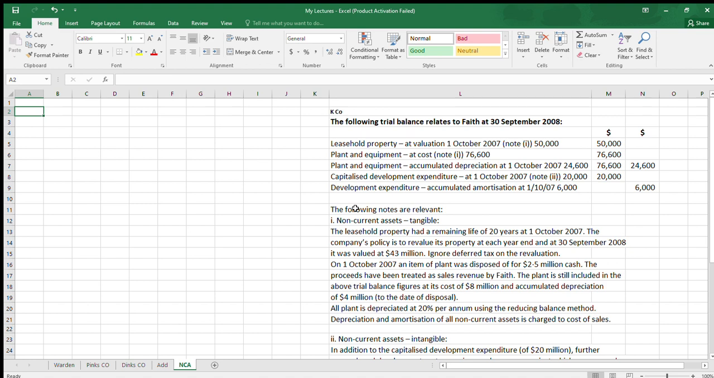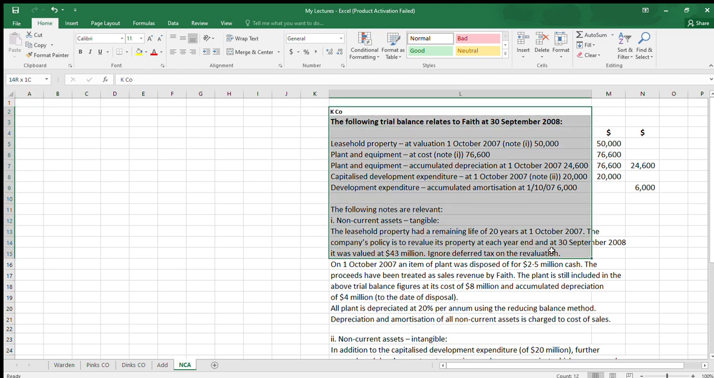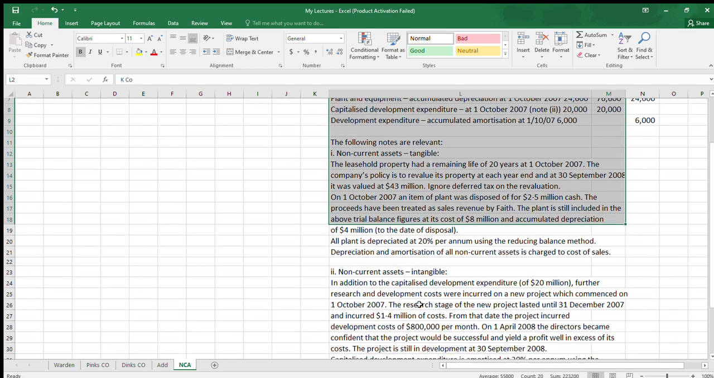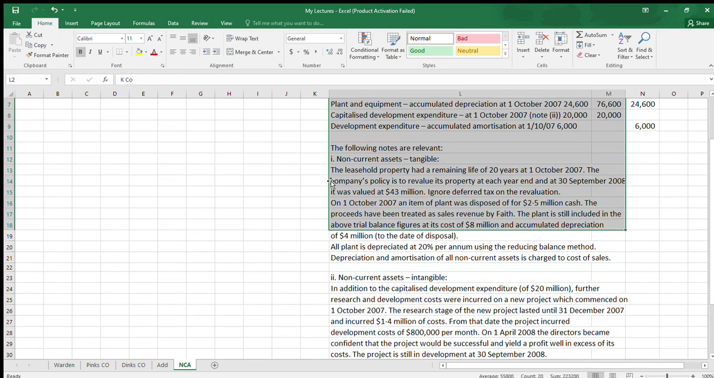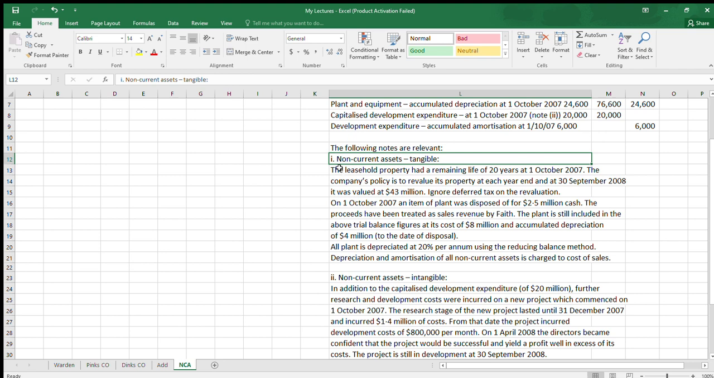So you will start our workings. Anytime you get a question like this, you start your workings from the note. So here you look at the note. Here we have note I, non-current asset, tangible.